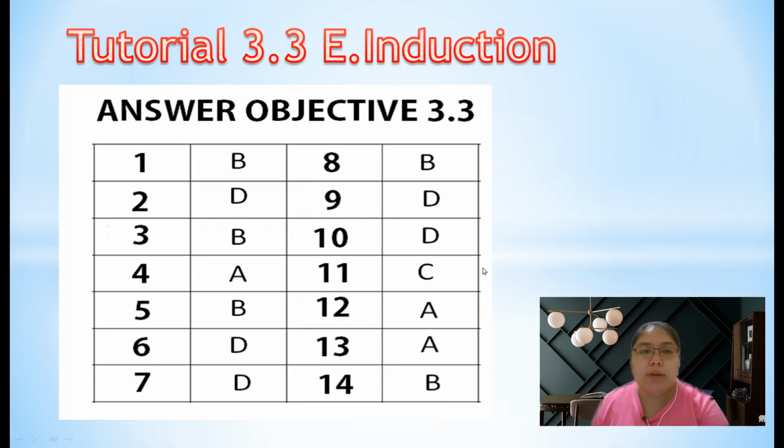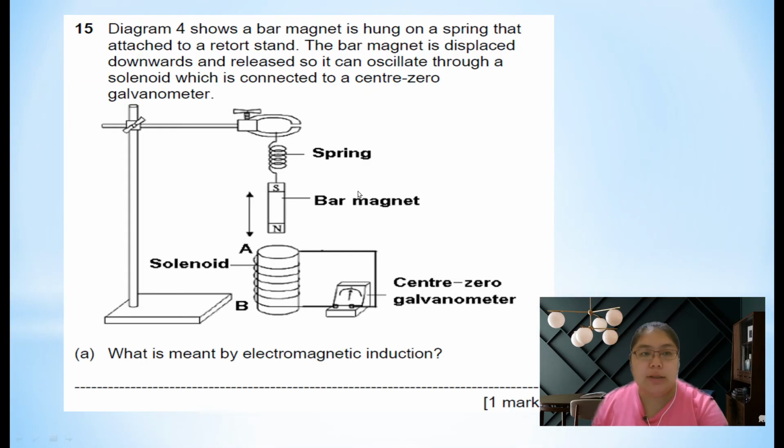Now I want to go to the structure question. Let's see question 15. They show a bar magnet hung on a spring that is attached to the rheostat. So the bar magnet hangs together with the spring, and the spring will vibrate. The bar magnet is displaced downwards, and after that they release it, so it can oscillate through the solenoid, which is connected to the center zero galvanometer.